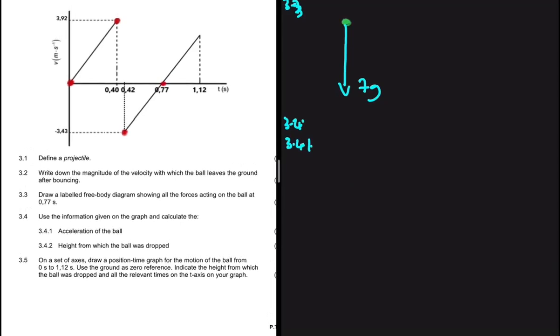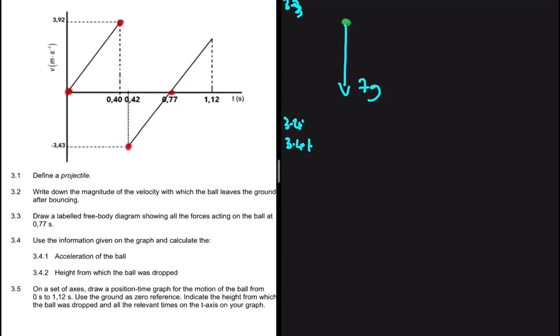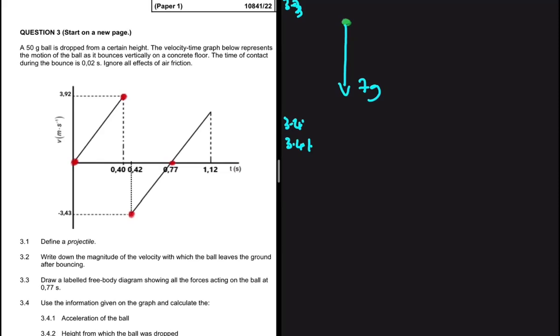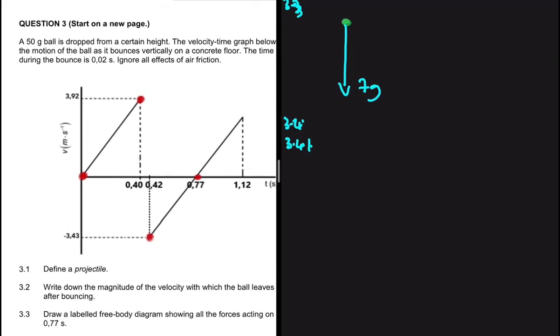Now let's move to 3.4 and look at 3.4.1. Use the information given on the graph and calculate the acceleration of the ball. So we're looking for the acceleration of the ball. There are two ways we can answer this question. We can use equations of motion because we have Vi, we have Vf, and we have delta T. Another way is to find the gradient of our graph. The gradient of the VT graph will give you acceleration, and then the area will give you the displacement.